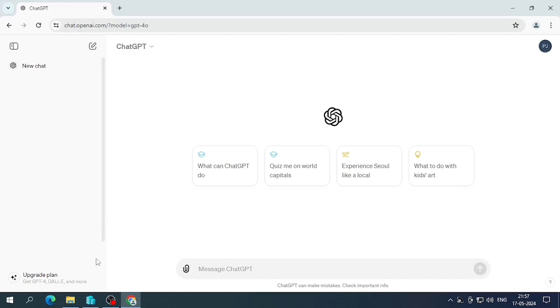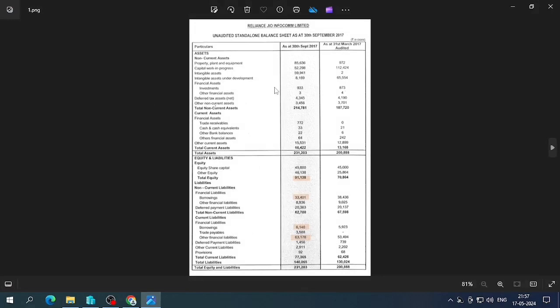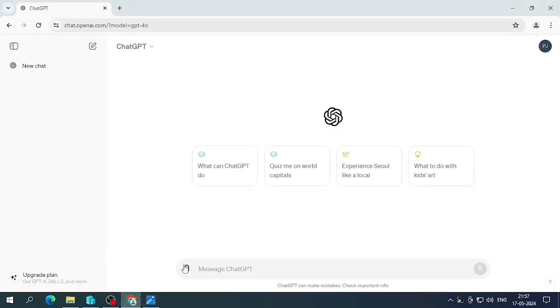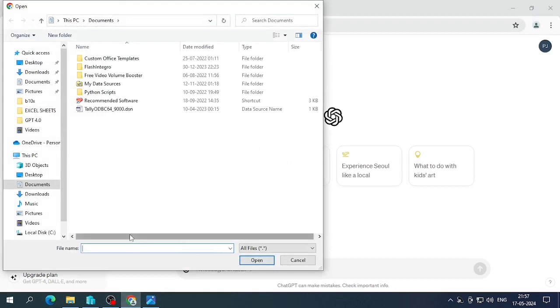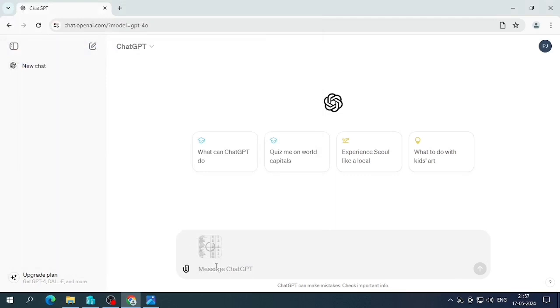The main thing is that we can upload images and get our work done. So I'm going to upload this balance sheet and ask for insights from it, and we can get proper details from this balance sheet. My balance sheet has been uploaded. Now I can write a prompt like, give insights from this image and explain in proper way. So this is my prompt. You can write as per your requirement.